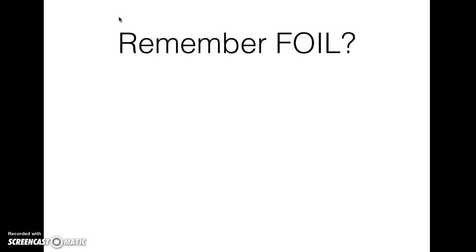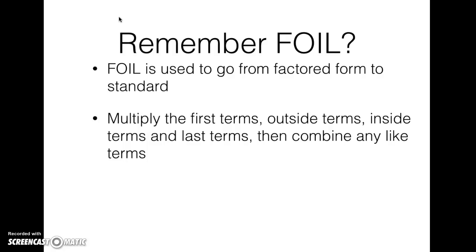Do you remember FOIL? FOIL is used to go from factored form to standard form. And the way you use it is you multiply the first terms together, the outside terms, the inside terms, the last terms, and then you combine any like terms.